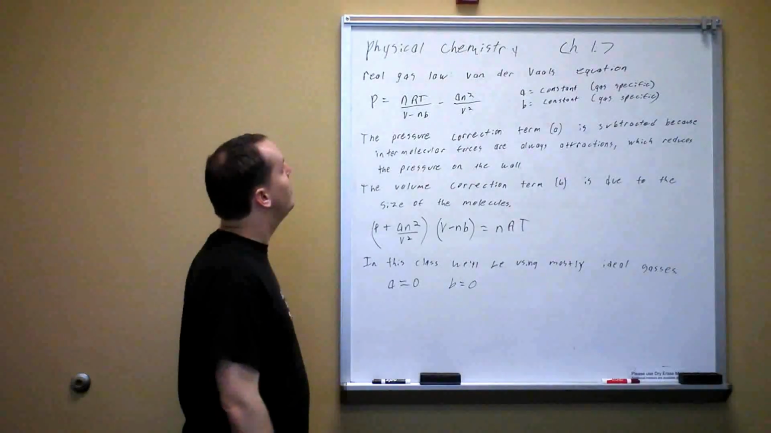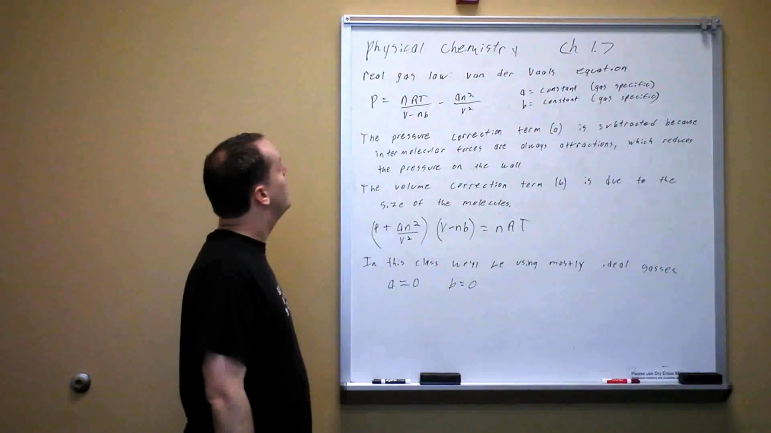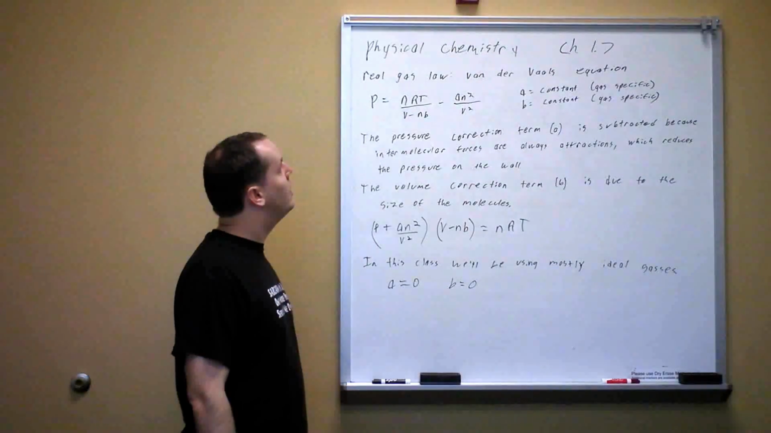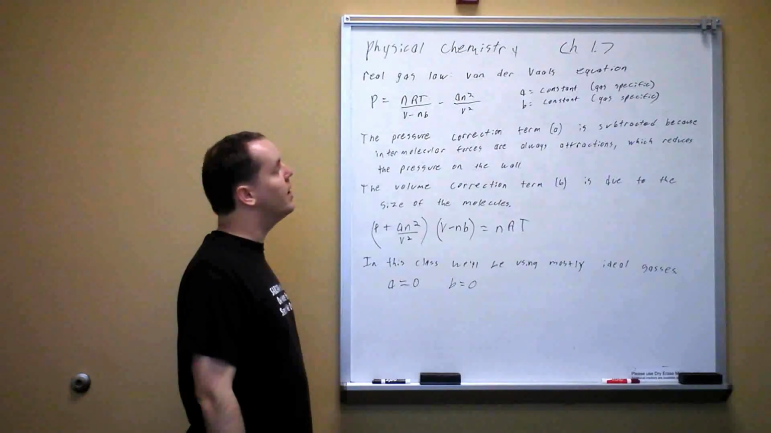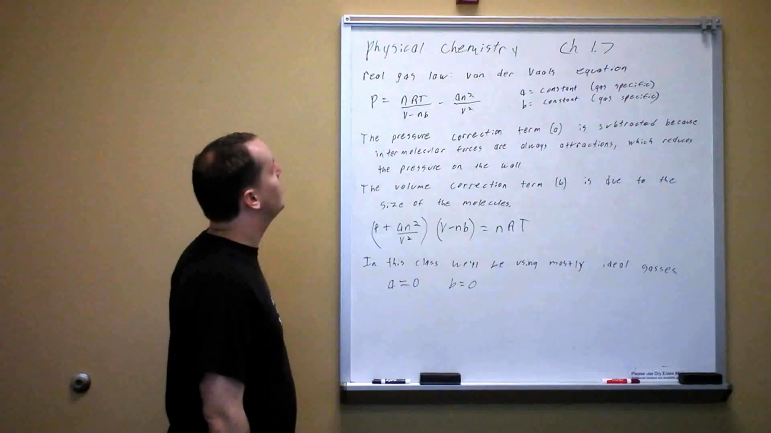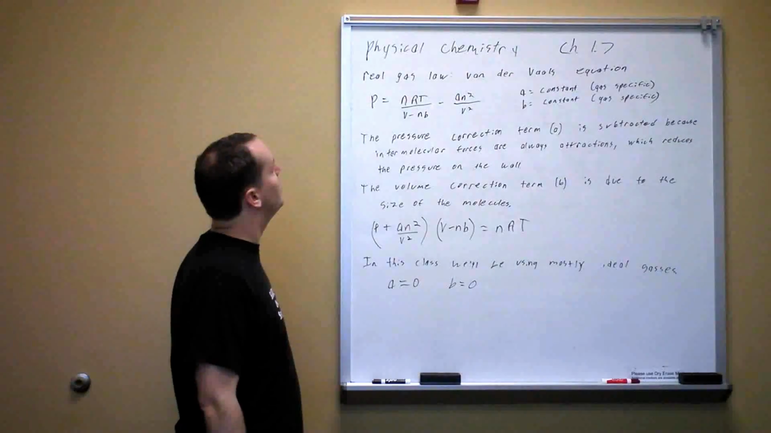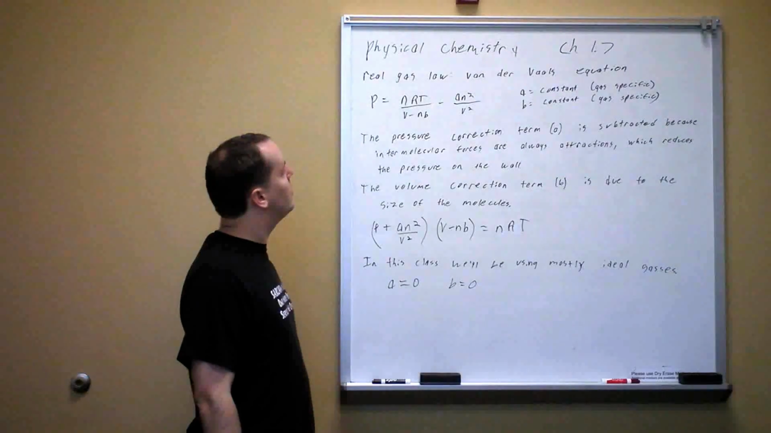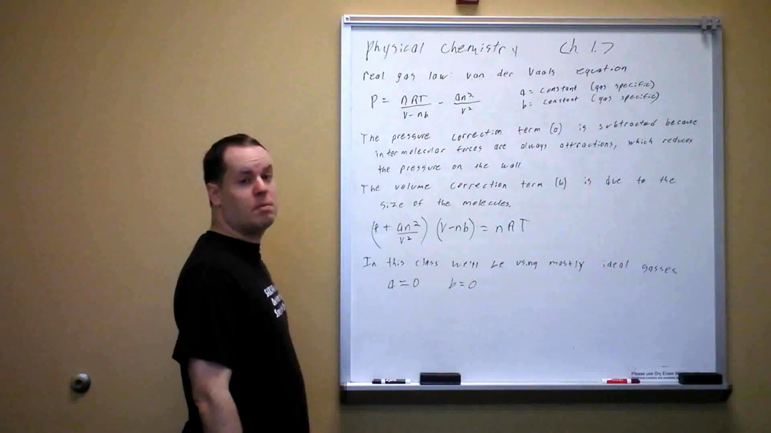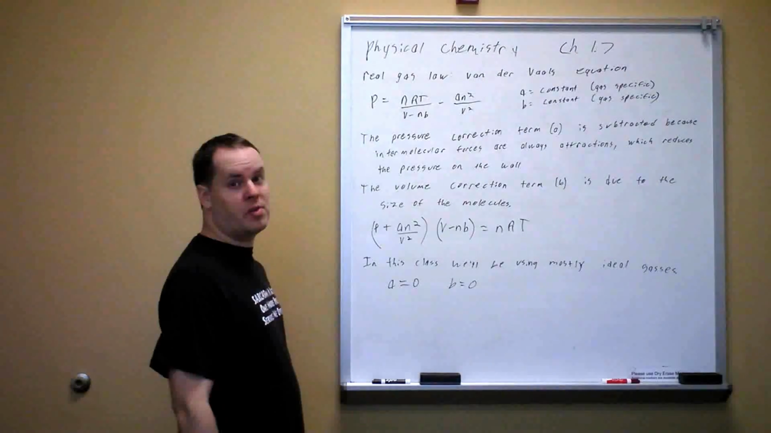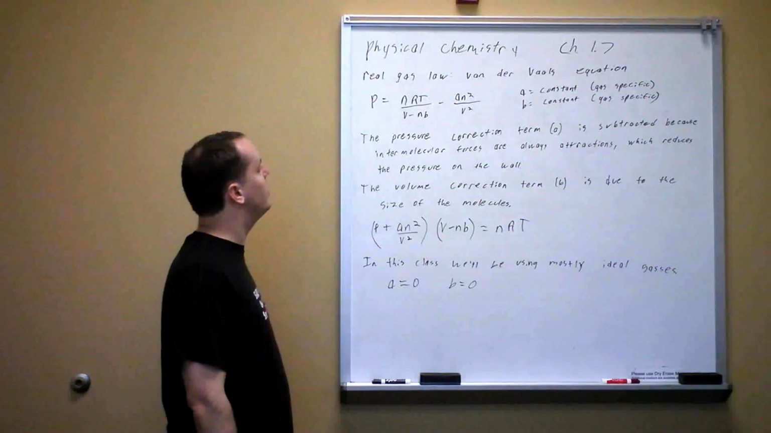Continuing chapter 1.7 of physical chemistry, now we have a real gas law, an example of which would be the van der Waals equation. Van der Waals equation can be written like this. P is equal to nRT over V minus nb, minus a n squared over V squared. A and b are both constant terms, and they're specific to the gas that we're analyzing.